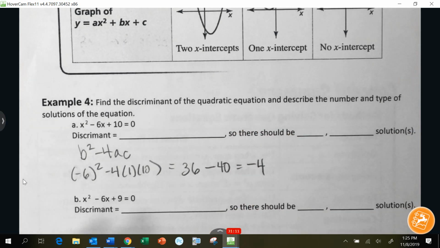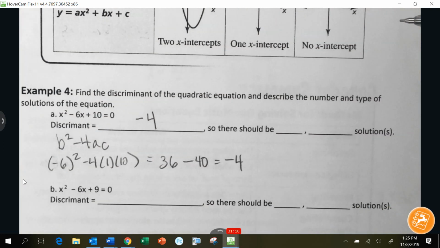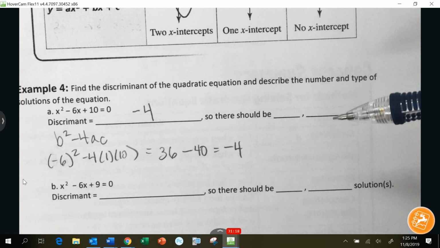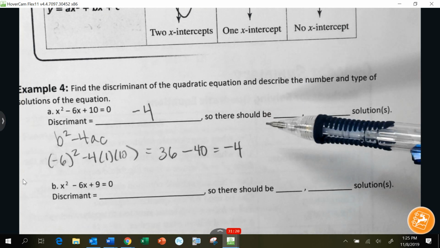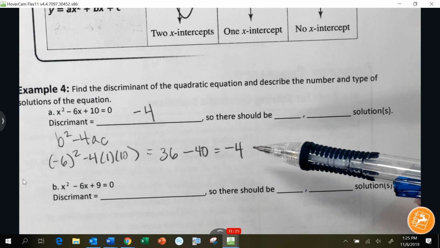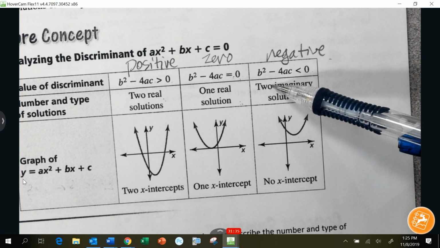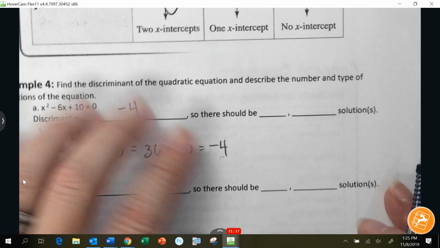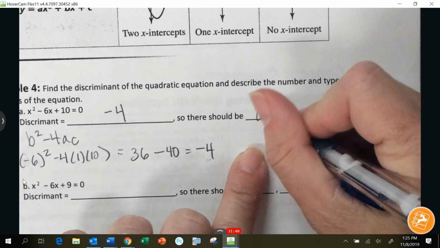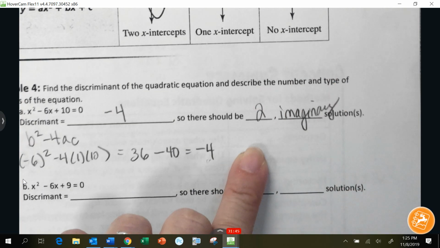So we're analyzing the discriminant. The discriminant is negative 4. We're not using this discriminant to solve it. We're using the discriminant to say, how many solutions will there be? If it is negative, how many solutions will there be? Two imaginary solutions. So see how it has two blanks here? Two imaginary solutions.